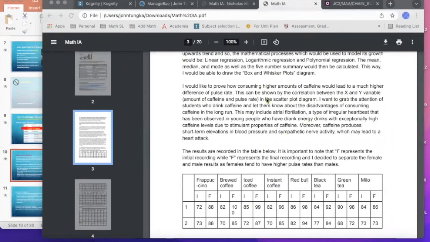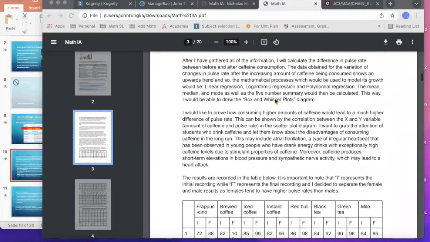This part, the one that you just showed: the data obtained from the variation of changes in pulse rate after the increasing amount of caffeine being consumed shows an upward trend. Now this is more toward analysis. You have the data and then you analyze. So please just put a brief explanation, a paragraph containing your main plan. Okay, is that all right? Yes. You sure? Yes. Okay.